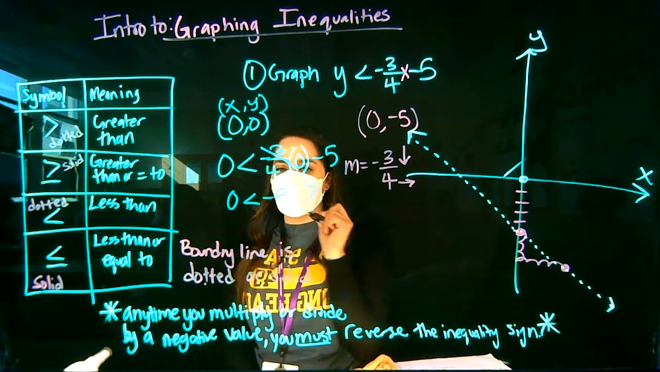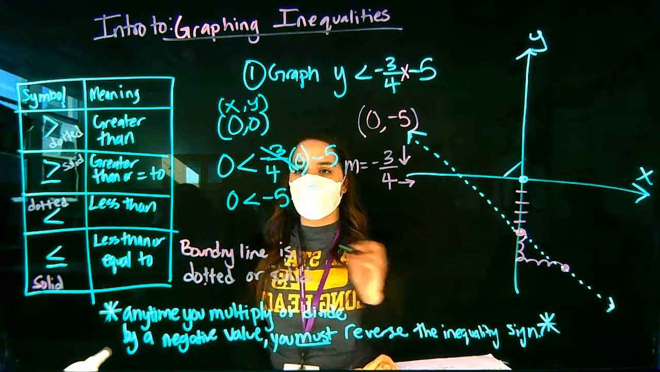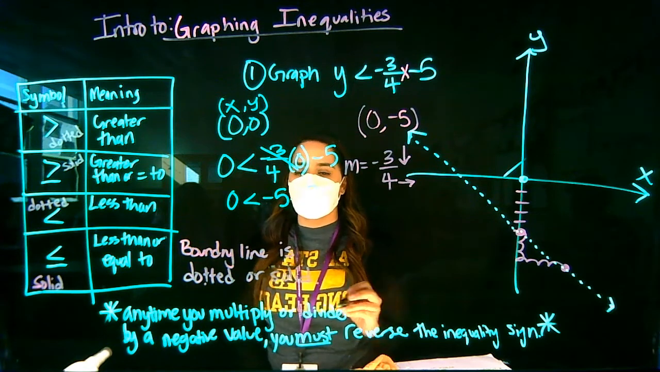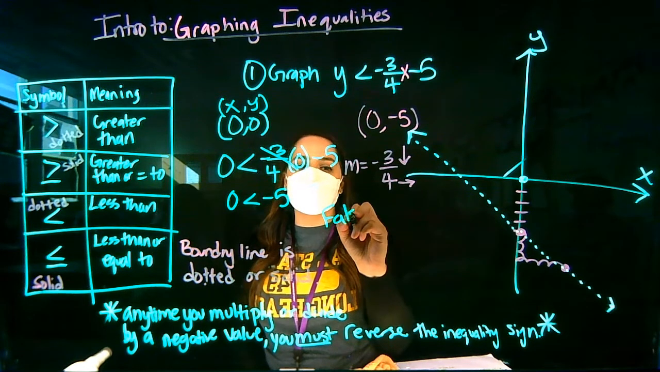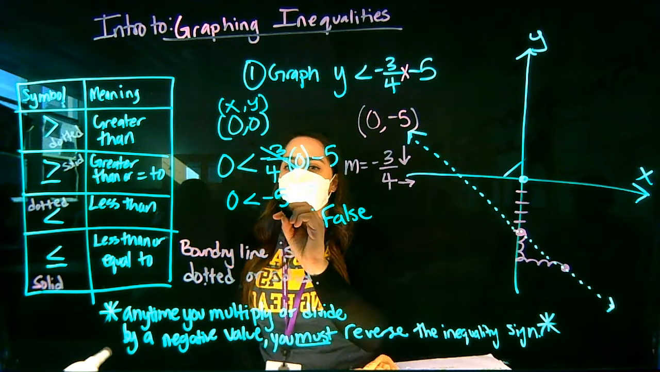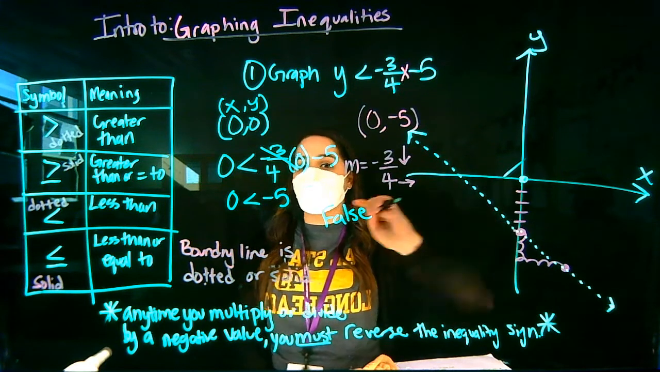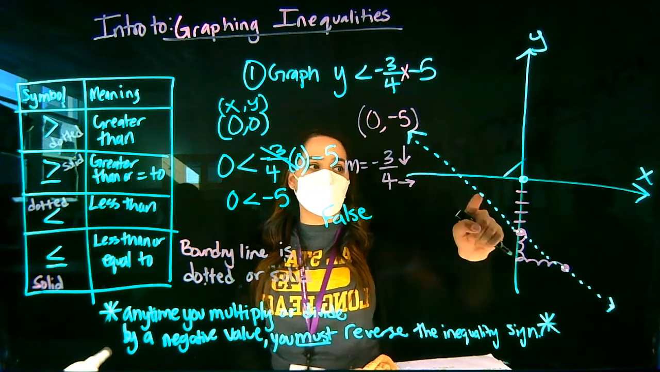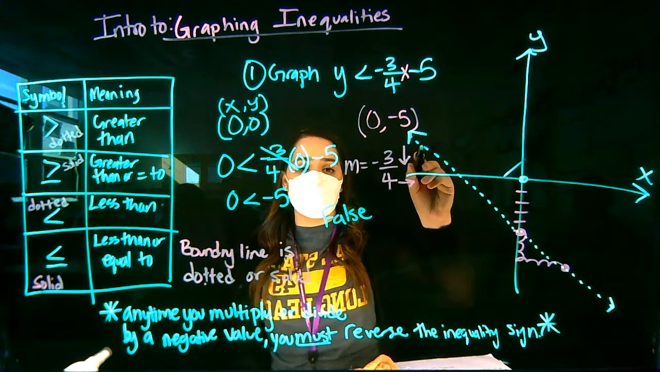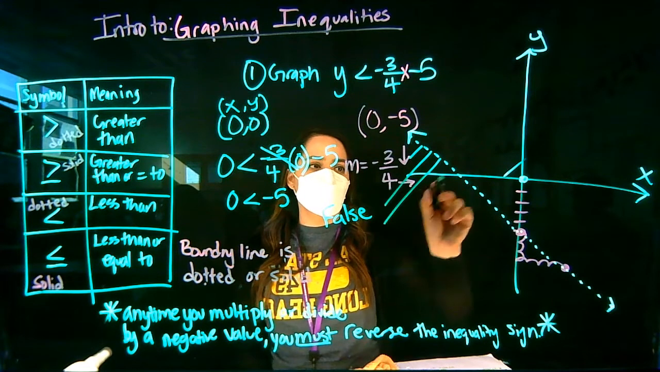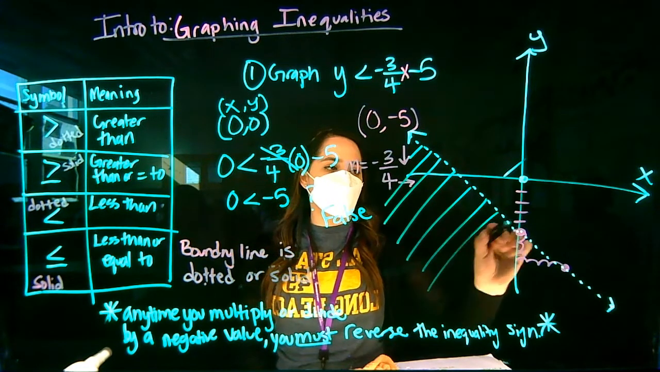Is that true or false? Class, is that true or false? It's false, right? 0 is greater than -5. So because 0, 0 is not a solution, I'm not going to shade in that direction. I'm going to shade in the direction that makes all the solutions true. So I'm going to shade this way.